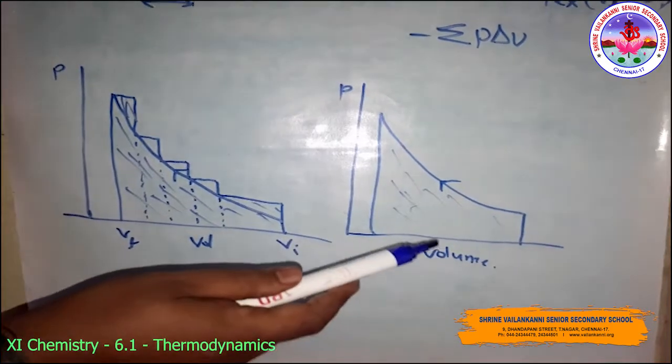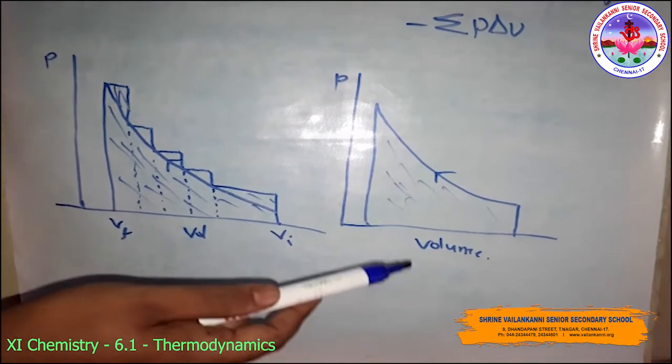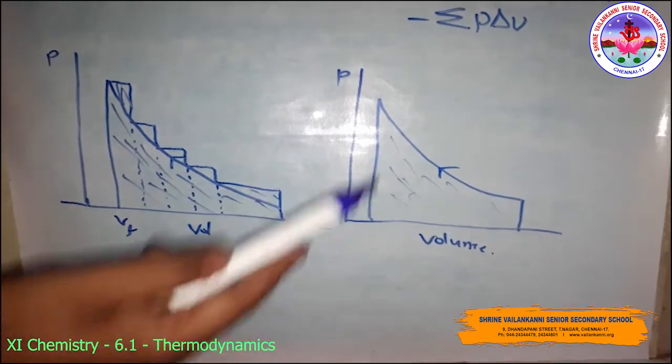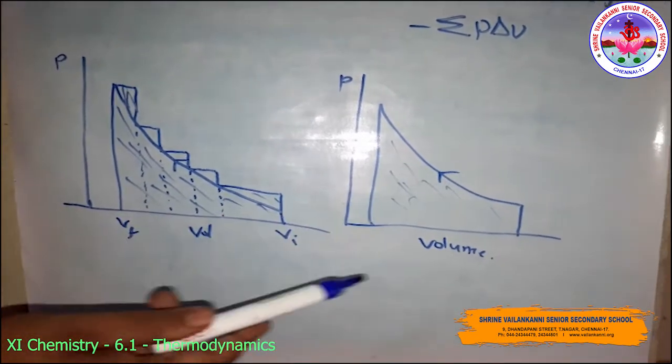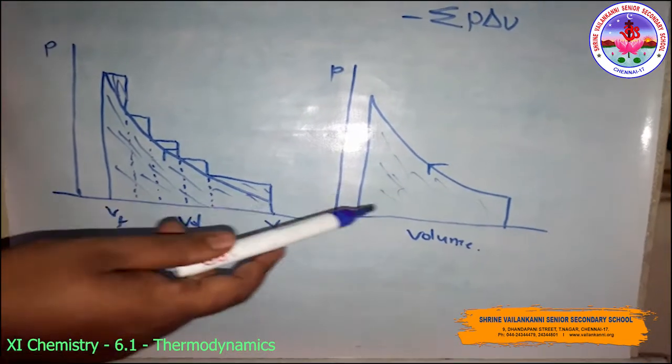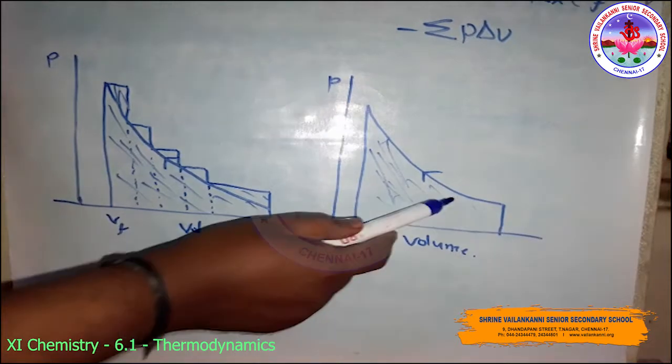Then this is the PV plot when pressure is not constant and changes in infinite steps, that is the reversible condition, during the compression from the initial volume to the final volume. This is the work done on a gas.